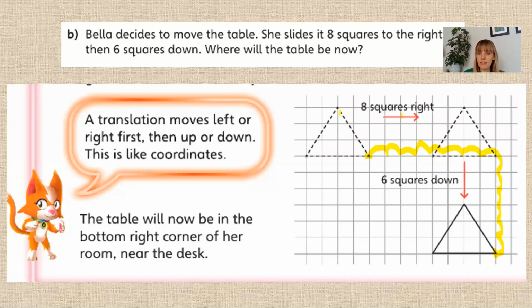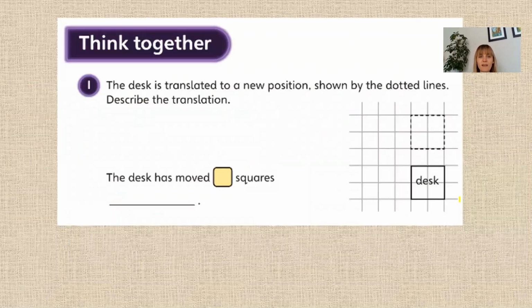And what you can do is then think of each vertex at a time. I would then move this one and I'd go 8 squares across and 6 squares down, and you should see the shape form in the same way underneath. Okay, so the desk is translated in a new position shown by the dotted lines.